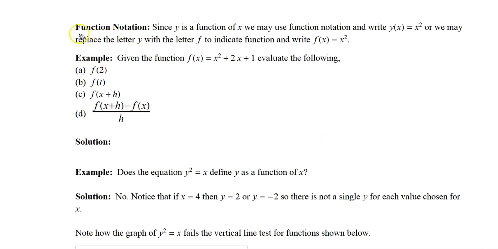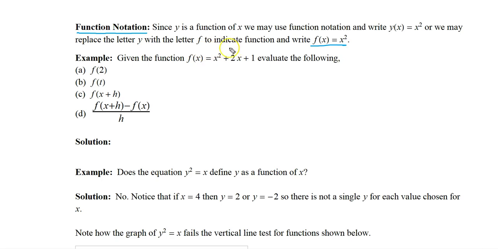So here's our function notation that we mentioned a second ago. We will write f of x equals x squared to indicate that y is a function of x, meaning that if we put one number in for x, we only get back one number for y, one and only one number, and that's the same as saying the graph of our function satisfies the vertical line test. Every vertical line only hits the graph at one location.